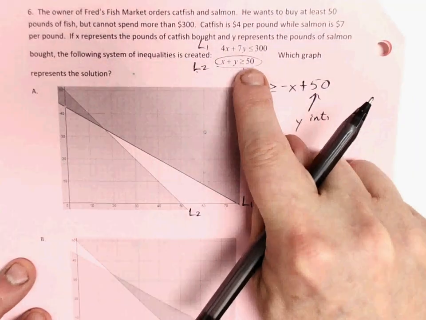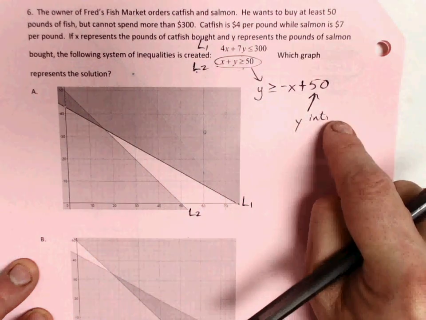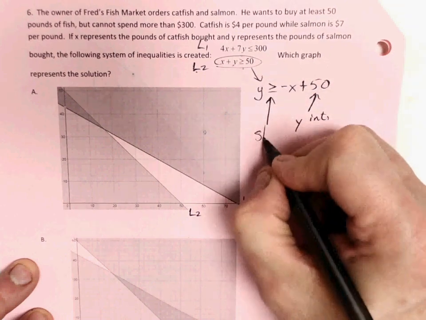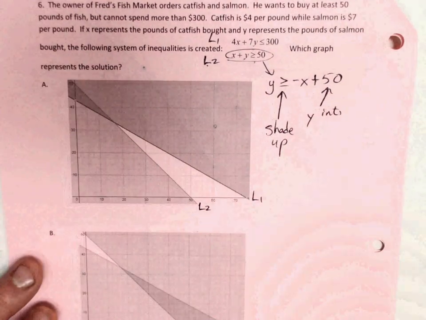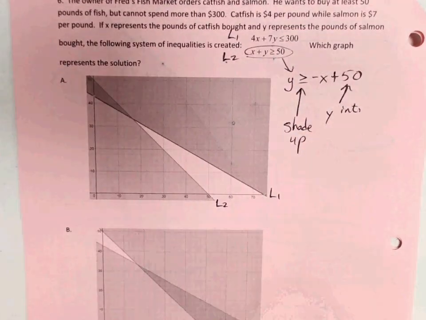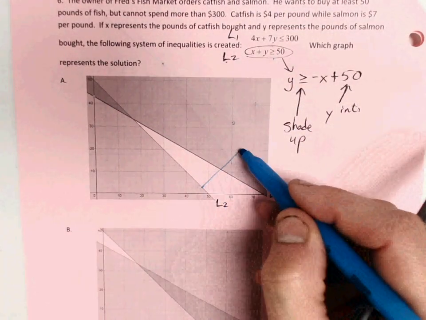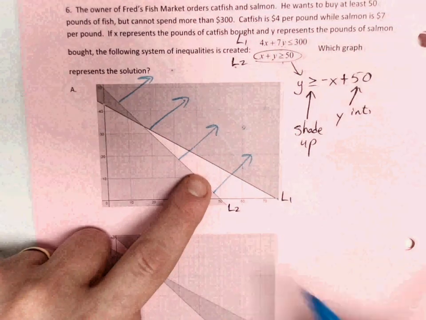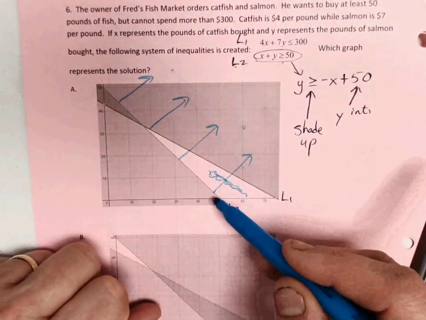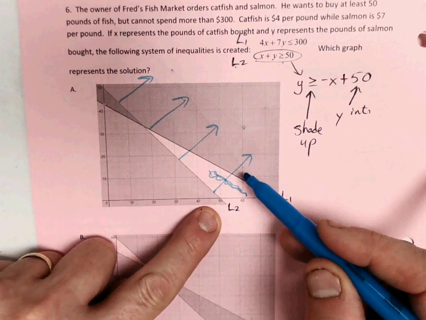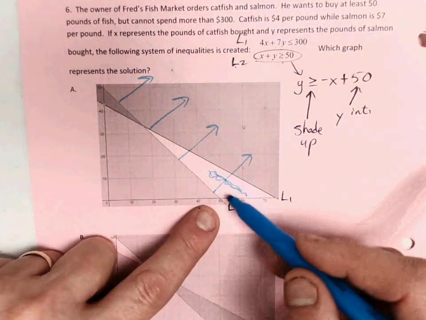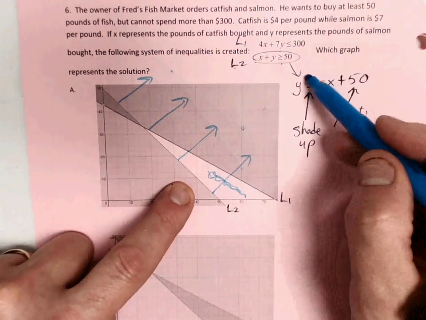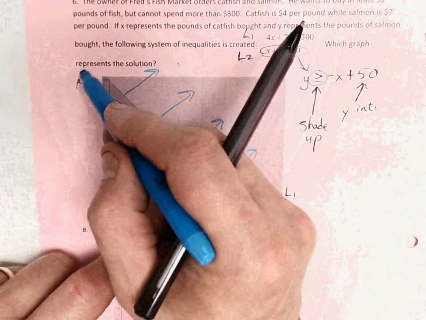Alright, so did I have to switch the sign when I subtracted x from both sides? No. So my second line has a greater than or equal to sign. So I'm going to shade above. I'm going to shade up from my second line. So my second line is going to have shading above. Now, if I look at answer choice A, specifically this area right here, am I shading above line 2? No, I've got clear paper right there. This choice is actually shading down. So because it's violating this greater than symbol, it can't be A.